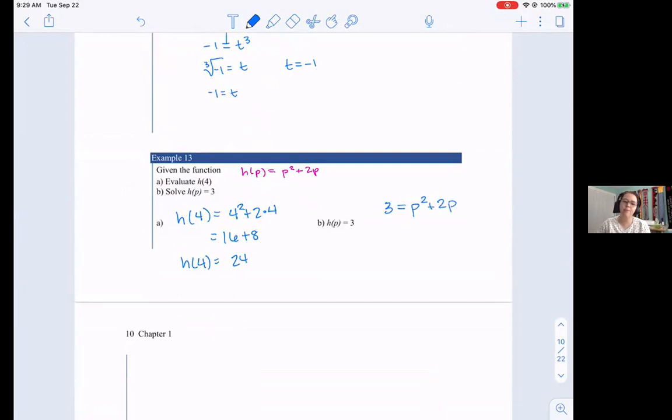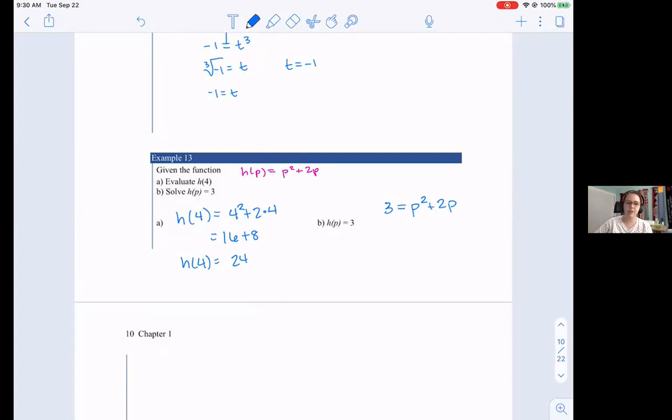This is my favorite problem of the whole lesson because it brings back what type of function. We've got to solve this for p. It should bring back memories of a specific thing you learned a few years ago. What is it? Yep, this is a quadratic.